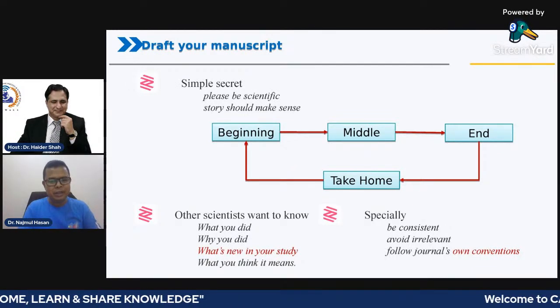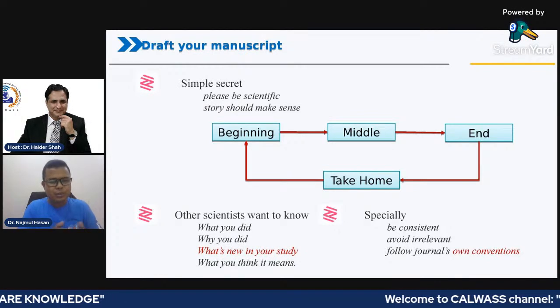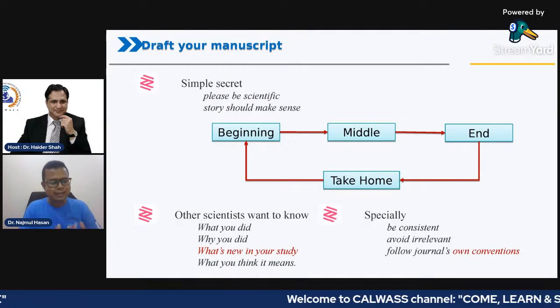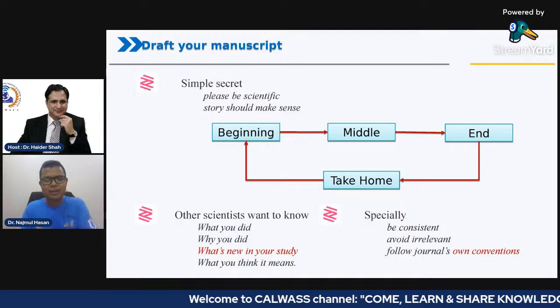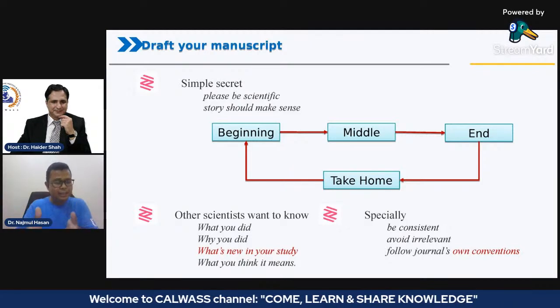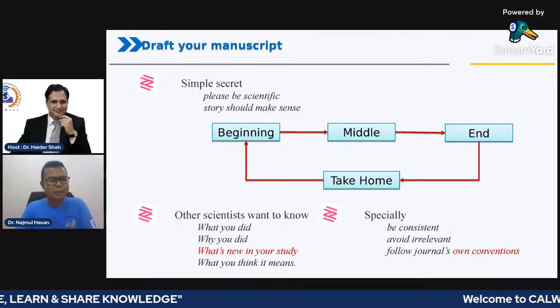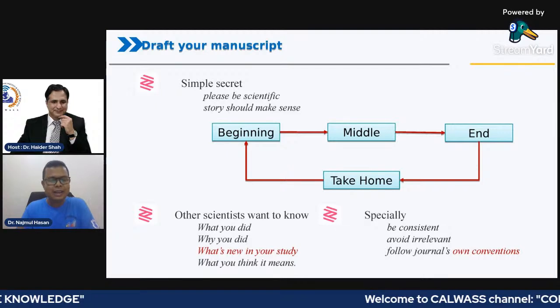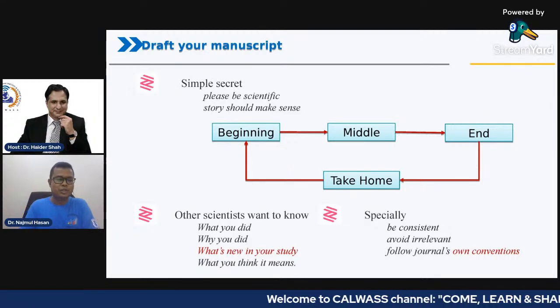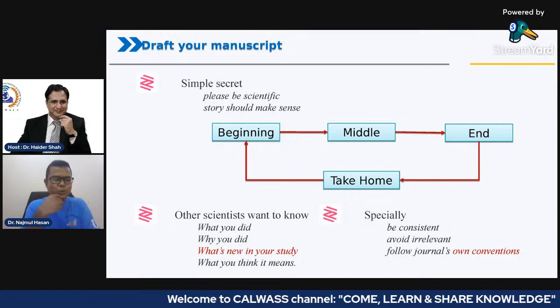So think about the beginning: the introduction section and the literature review section. In the middle, the methodology section and results section. At the end, the discussion and conclusion section. But please take it back home.